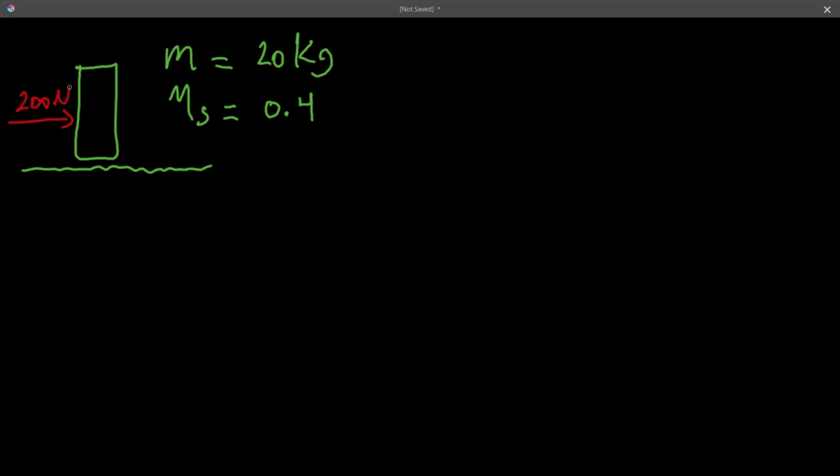If the maximum static friction is less than 200, then it will move. If, on the other hand, the maximum static friction is greater than or equal to 200, this object will not move. So let's calculate it. I know that the maximum static friction, FRS, is equivalent to Fn times mu s. It's not less than or equal to, it's equal to, because we're talking about the maximum static friction. We're not talking about static friction in general, right?